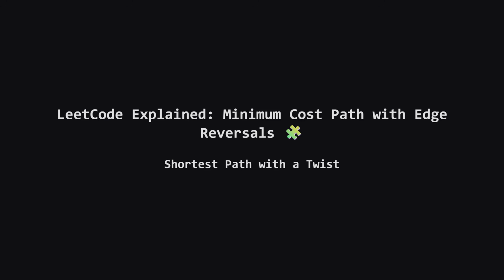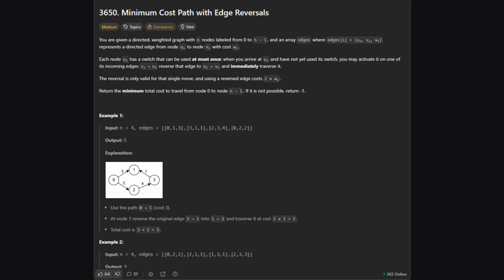Hey everyone, today we are tackling a really interesting graph problem. It's called minimum cost path with edge reversals. We're going to break down how to handle a special power given to each node in the graph and find the most efficient way to reach our target. Let's dive in.